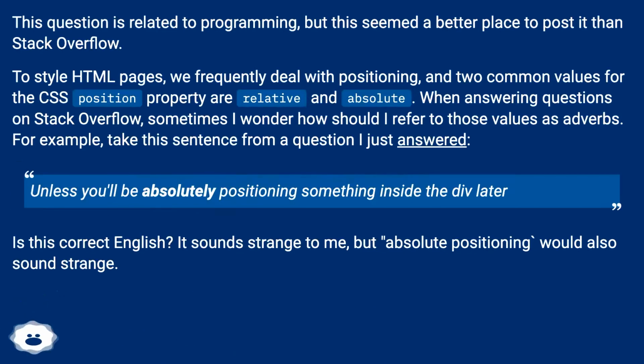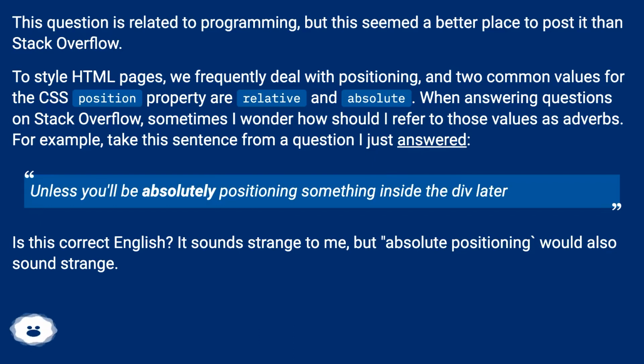This question is related to programming, but this seemed a better place to post it than Stack Overflow. To style HTML pages, we frequently deal with positioning, and two common values for the CSS position property are relative and absolute. When answering questions on Stack Overflow, sometimes I wonder how I should refer to those values as adverbs. For example, take this sentence from a question I just answered.